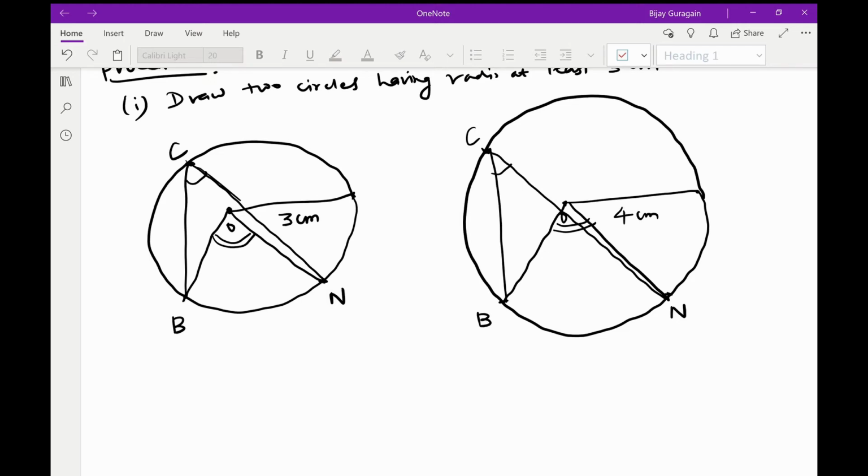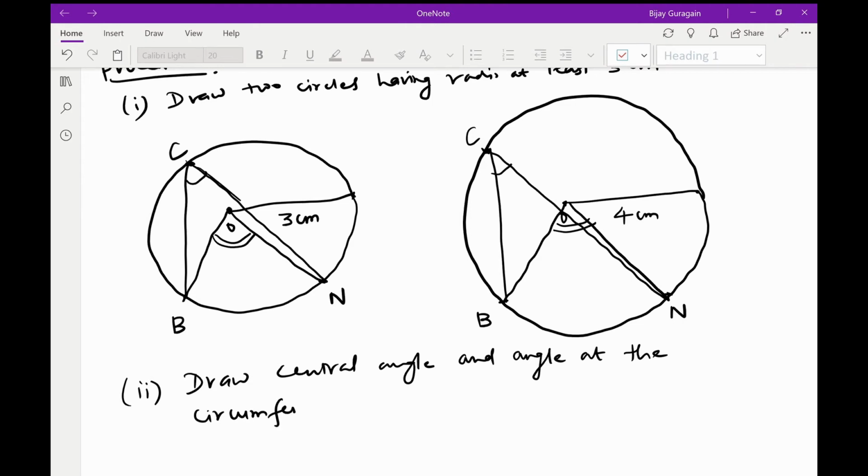Now let us move to the second step. In the second step, after drawing this figure, you draw the central angle and angle at the circumference using scales. Now this we have already done. Now let's move to the third step.